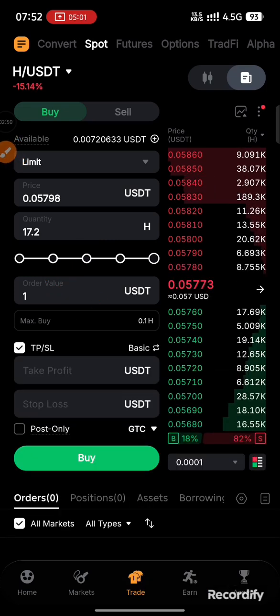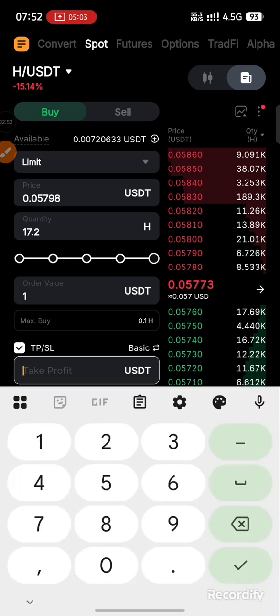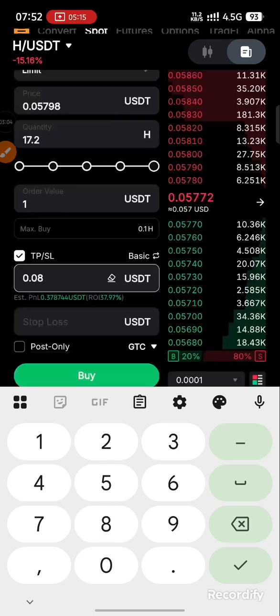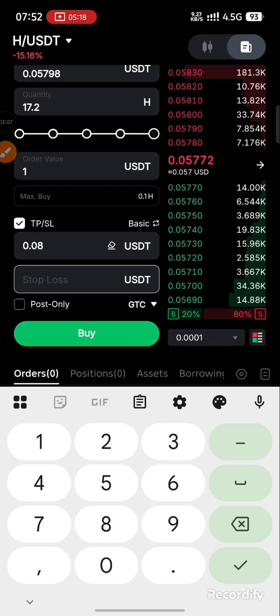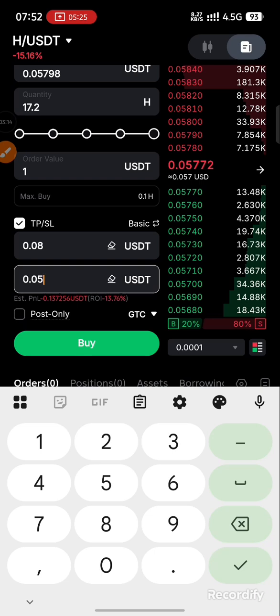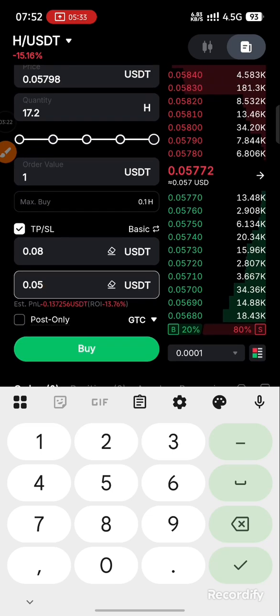Okay, if you come to this place, you look at your take profit first, which is TP. This is your take profit. You now say, okay, I want to take profit when this particular coin gets to 0.08, and you say, okay, I want to stop my loss when this particular cryptocurrency coin reaches 0.05. You can see how this thing actually works.